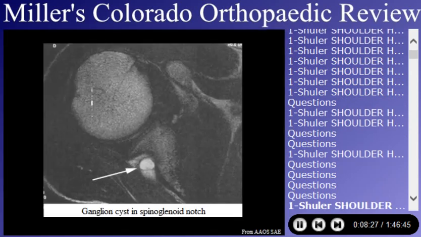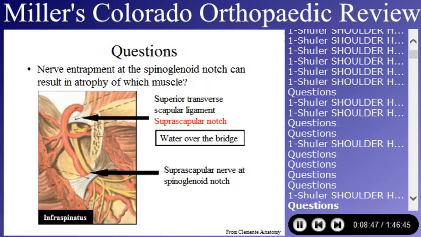Another key testable item. You have a ganglion cyst in the spinoglenoid notch. If you have nerve entrapment of the spinoglenoid notch, the muscle you're going to affect is the infraspinatus only. So you're blocking off the suprascapular nerve. The reason why this is also key testable material is whenever you see this, what else do you think of? Labral pathology. Nerve entrapment of spinoglenoid notch can result in atrophy of which muscle? The infraspinatus.